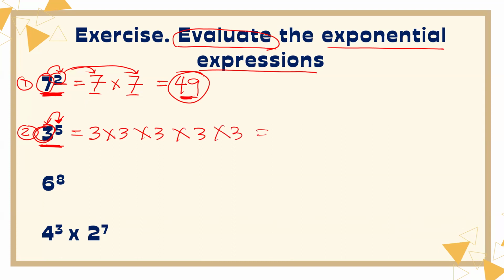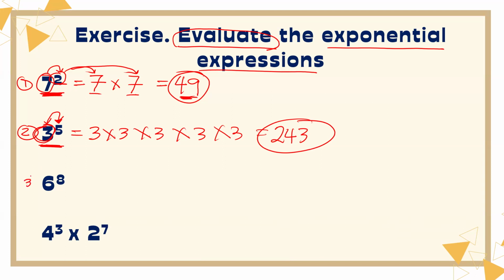Very good. So what would be the product, or what is 3 to the fifth? Everybody get your calculators. What's the answer? What is 3 to the fifth? Let's evaluate this expression. This is 243. Did you all get it? Very good. Good job, everyone.